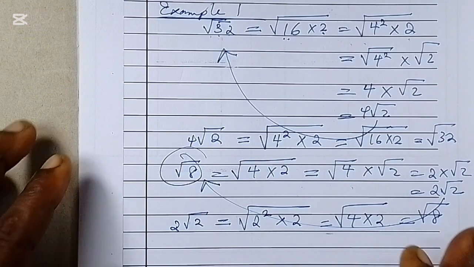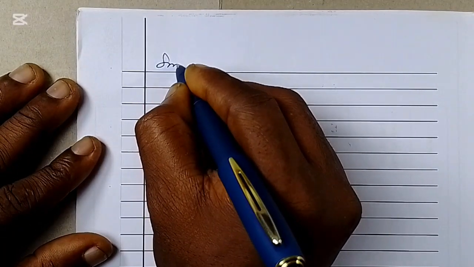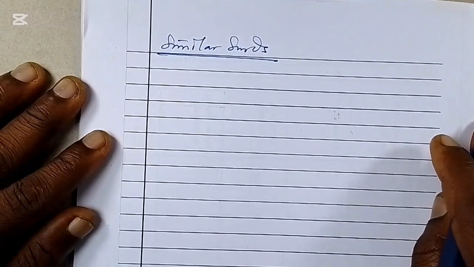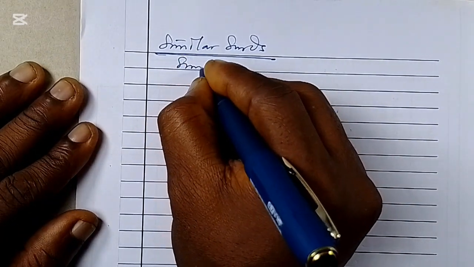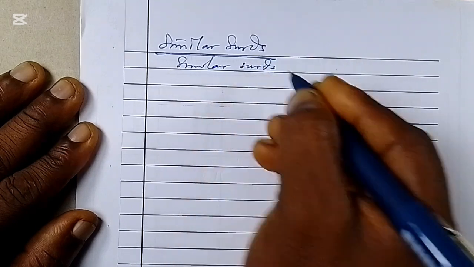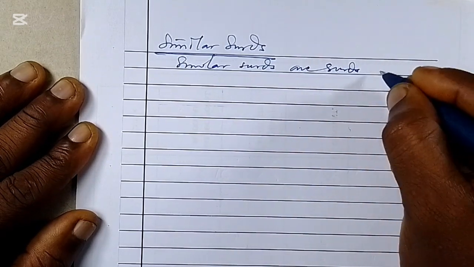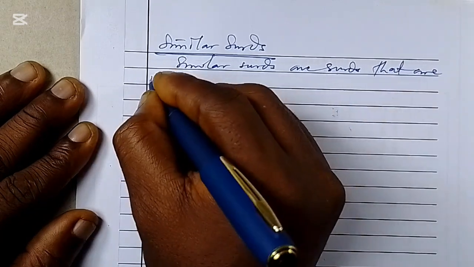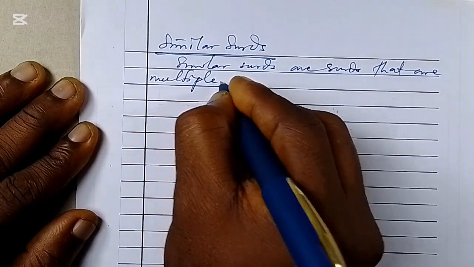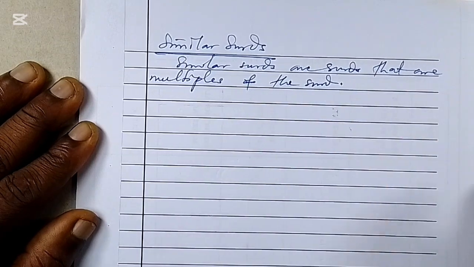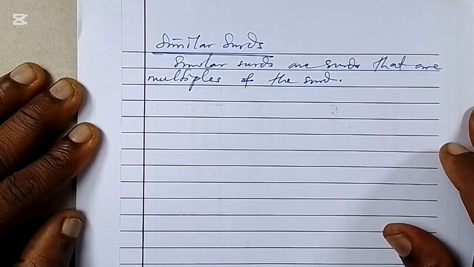It is that simple. Now, that being said, let us go to the next thing I want to talk about under surds. There is a concept called similar surds. Let us discuss it, guys. Similar surds. So, when are surds said to be similar? Similar surds are surds that are multiples of the same surd. So 2 surds are said to be similar when they are multiples of the same surd.